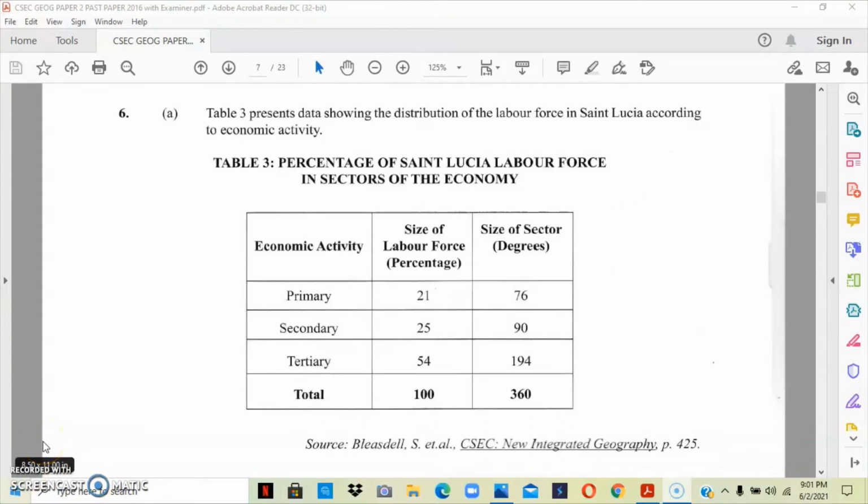Question 6 shows us a table. Now, the table represents data that shows the distribution of the labor force in St. Lucia, and this is based on the economic activities. Now, in the first column, we have the different types of economic activities. The second column, we have the size of the labor force, and this is in percentage. And in the third column, we have the size of the sector, and this is in degrees.